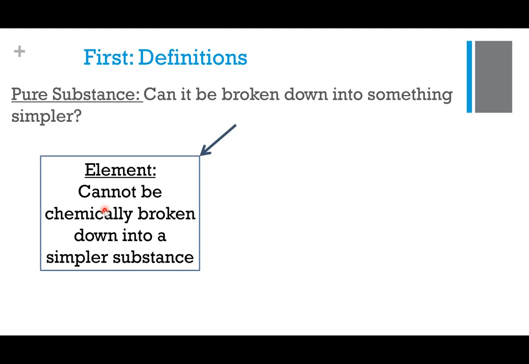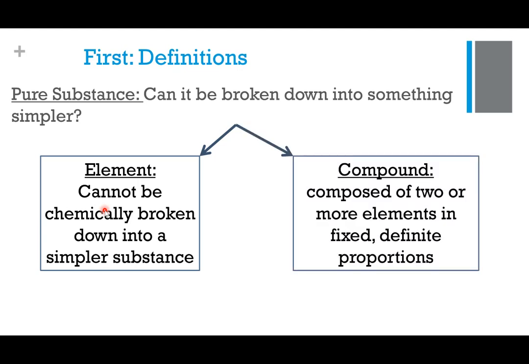So we're looking at something. 1 particle is present. Can I do some sort of magical chemistry to break that down into something simpler? The answer is yes. I can chemically break it down. Then we see that it is a compound. So a compound is 2 or more elements that are bound together. This one's a little bit more difficult to visualize. So the example that I'd like to use here for a compound is the following.